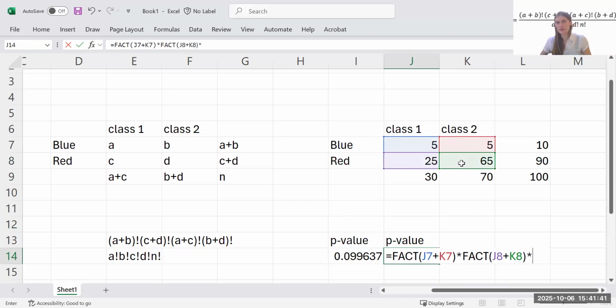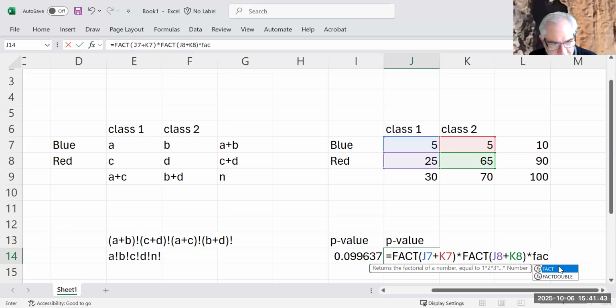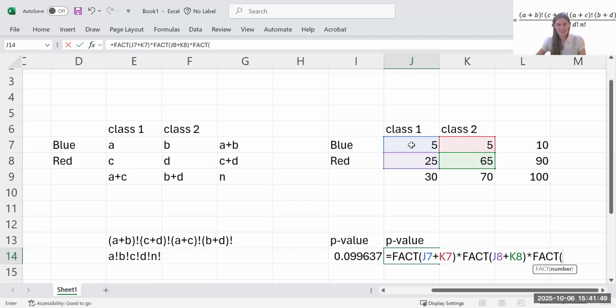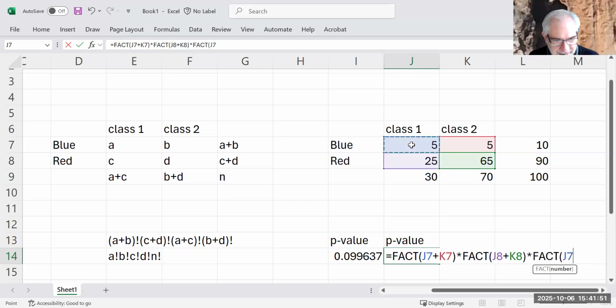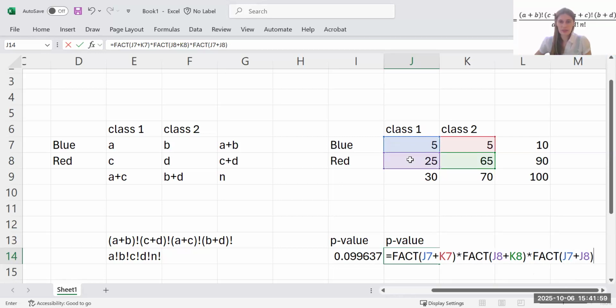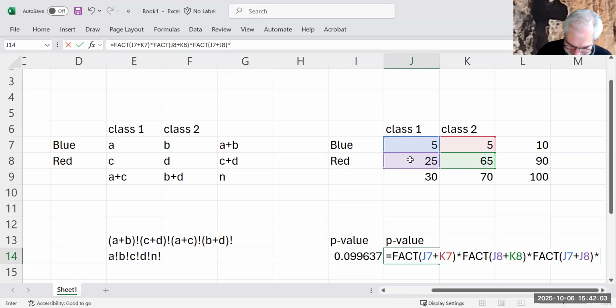Now you have to do the columns. Fact, now I'm on a roll here. Which ones? These right here, A and C. A plus C. Beautiful. Close that, times, fact.